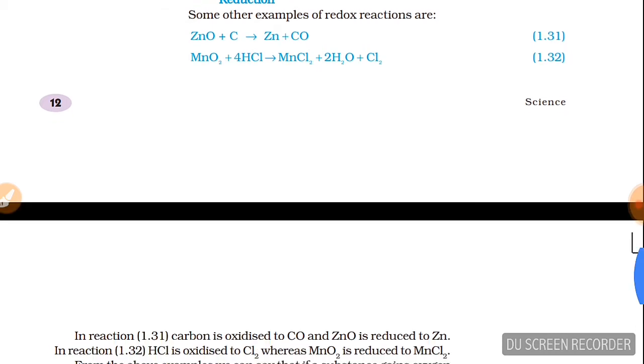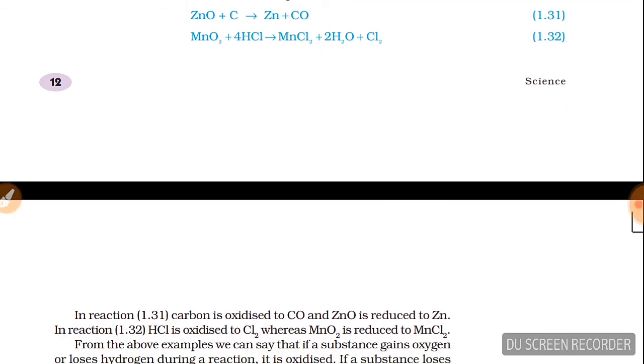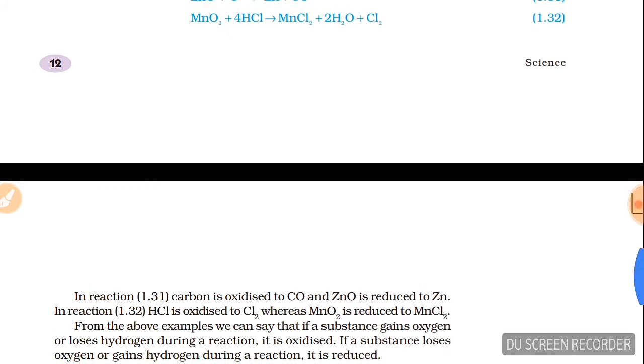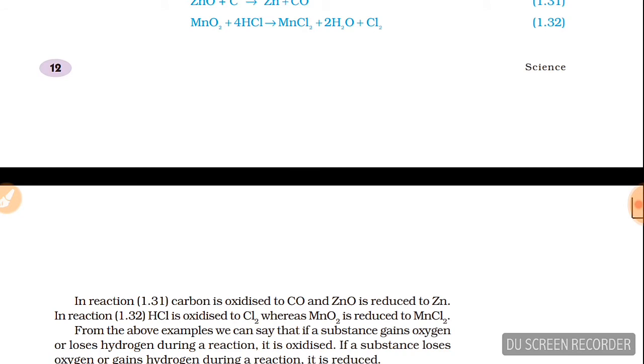In the same way, magnesium oxide plus hydrochloric acid is giving magnesium chloride plus water plus Cl. So magnesium is getting what? Reduced. Hydrochloric acid is getting, hydrogen is getting oxidized over here.